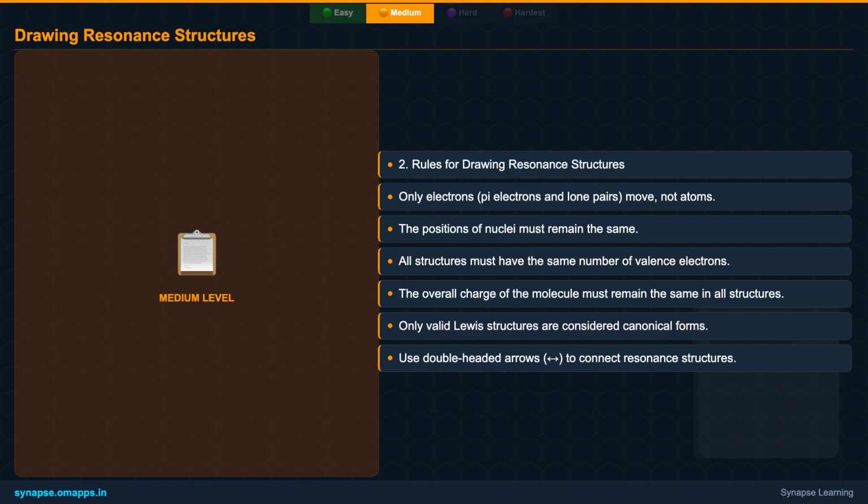Remember, only electrons move, specifically pi electrons and lone pairs, while the atomic nuclei remain fixed. All contributing structures must have the same number of valence electrons and the same overall charge. We use a double-headed arrow to show that these structures are interconverting, but in reality, they represent different ways of depicting the same delocalized system.